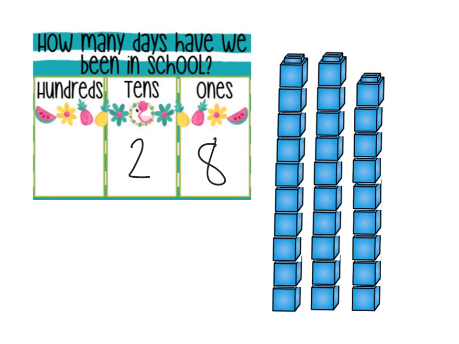Let's count and see how many extras we have. 1, 2, 3, 4, 5, 6, 7, 8, 9. So now I'm going to erase this 8. And I'm going to write a 9. How many days are we in school now? 29 days.